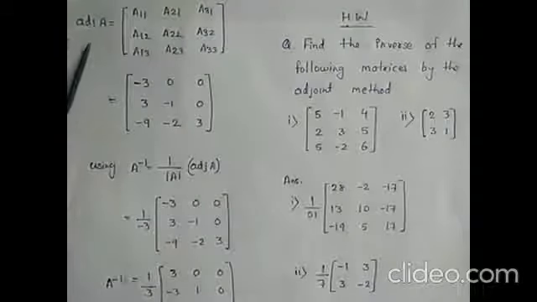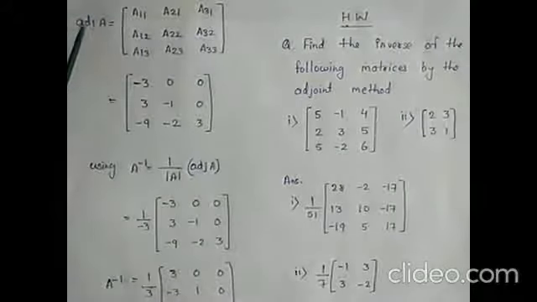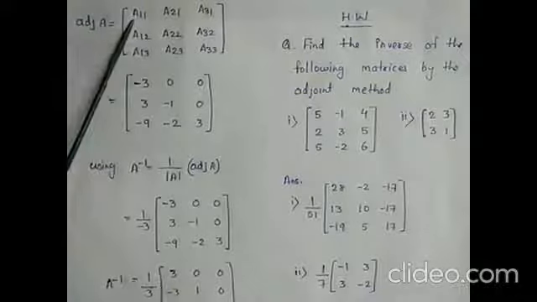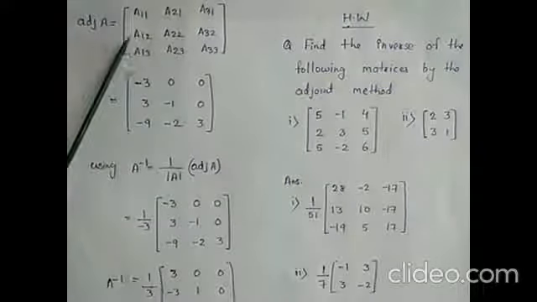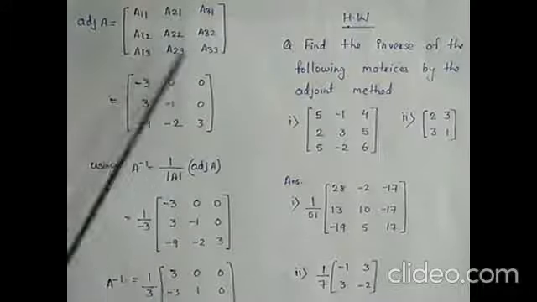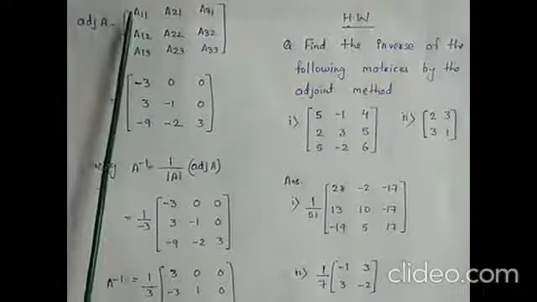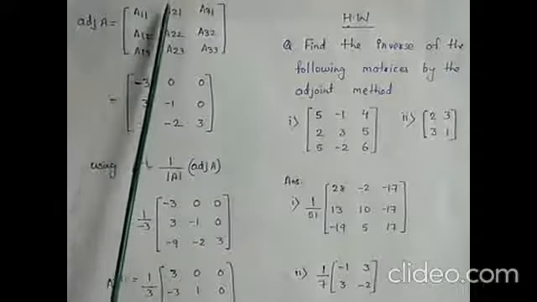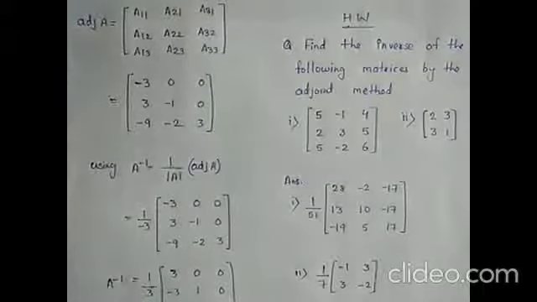Next, adjoint of A. What is adjoint of A? We know adjoint of A is the matrix A11, A21, A31, A12, A22, A32, A13, A23, A33. Or you can say it is the transpose of the matrix of cofactors. You can read it like this: A11, A12, A13, A21, A22, A23, A31, A32, A33. And now we will substitute its values.